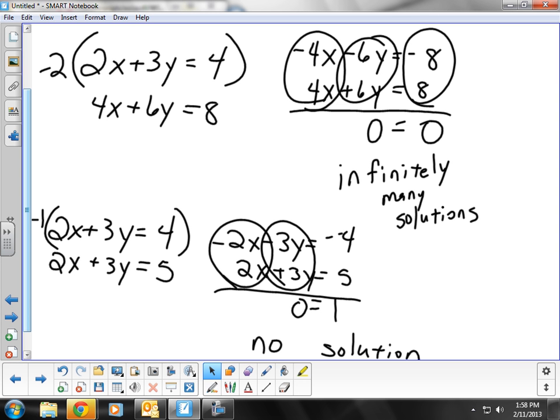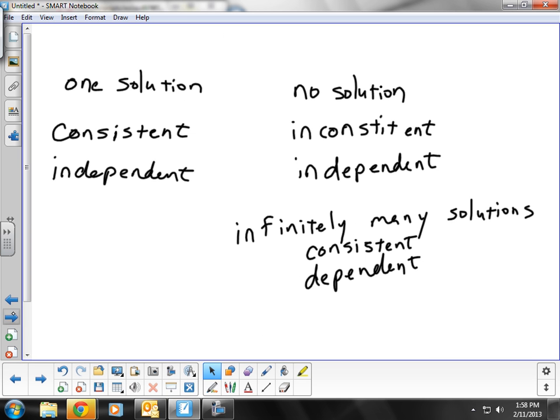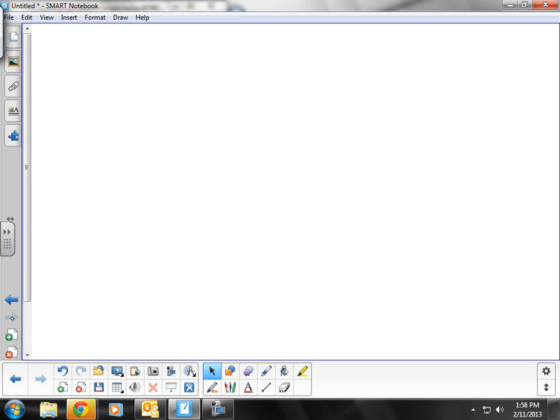Okay? Any questions about that? Then the last thing that's in this section talks about break-even analysis. It's an application of this in the business world.